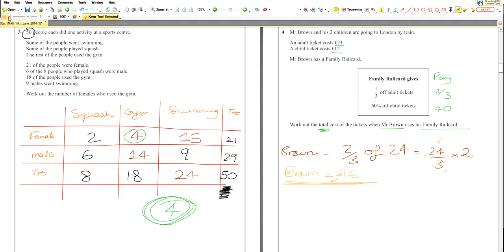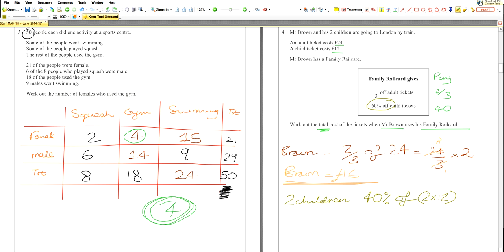Now let's look at the children. Now how many children do we have? 2. So you have 2 children. How much is the normal ticket? £12. So they're going to pay 40%, because you save 60%. Now he's going to pay 40% of 2 tickets. So a child ticket is £12. So what's 2 lots of 12? 24. So we're going to work out 40% of £24.